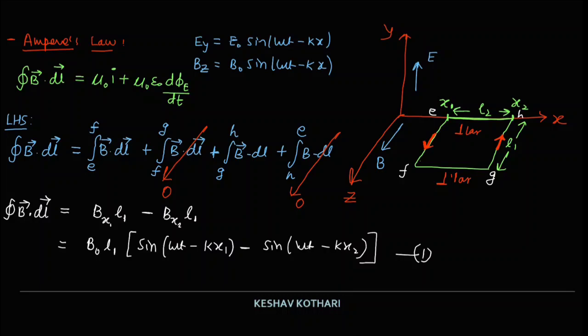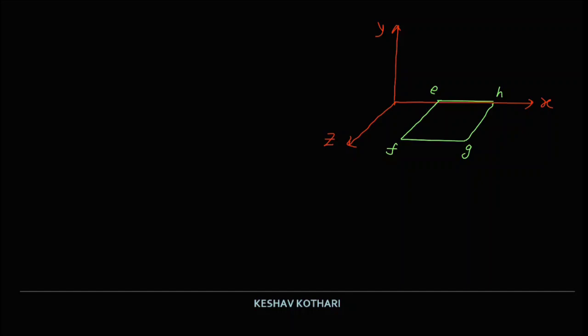Now we are talking about the right hand side of the expression, which is basically about the value of electric flux. So I am redrawing this diagram one more time with the three coordinate axes: this is the x axis, y axis and z axis. The loop EFGH is somewhat like this, and the electric field is pointed in the upward direction, towards the y direction.